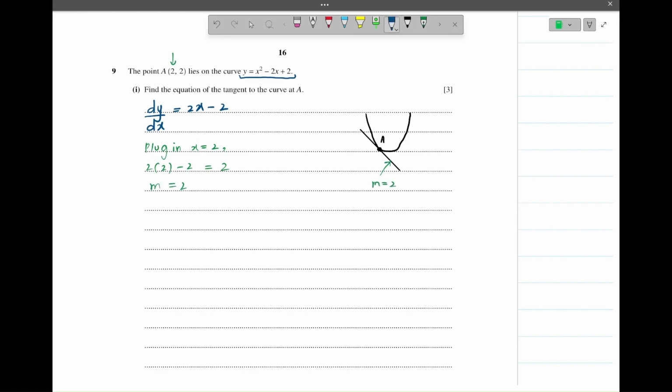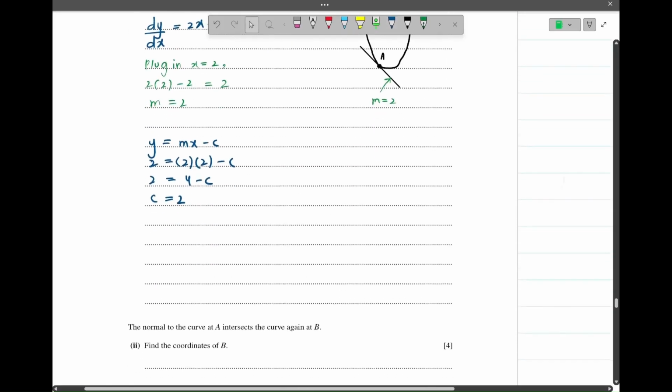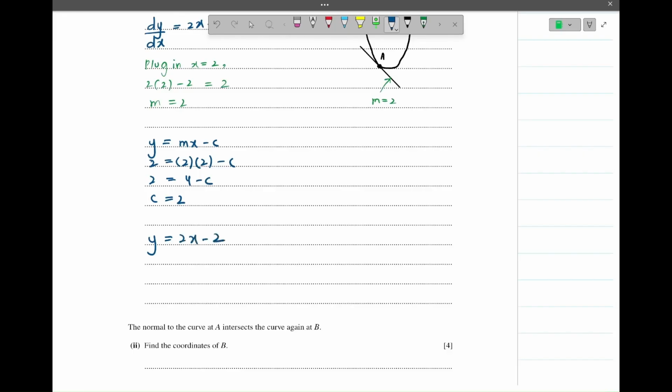And therefore, I can use the general line equation y equals mx plus c. I know that y is 2, m is also 2, x is also 2, minus c. That's going to be 2 is equal to 4 minus c. So c is also going to be 2. That's going to leave me with the final equation y is equal to 2x minus 2.